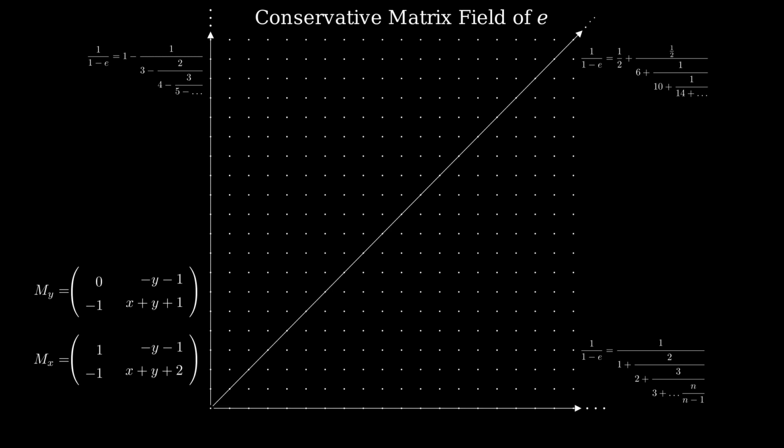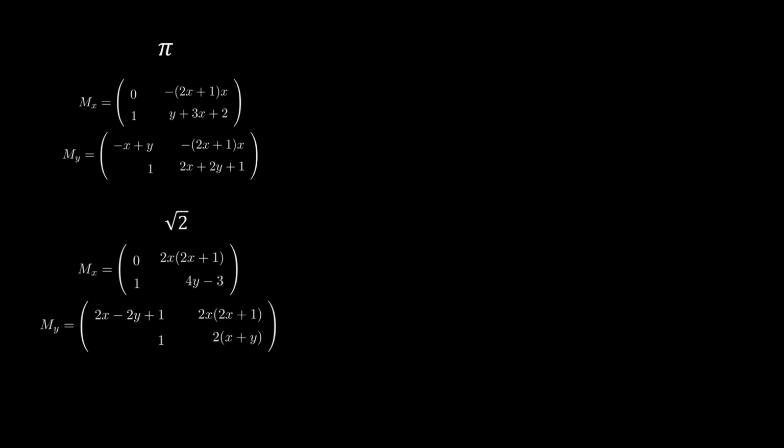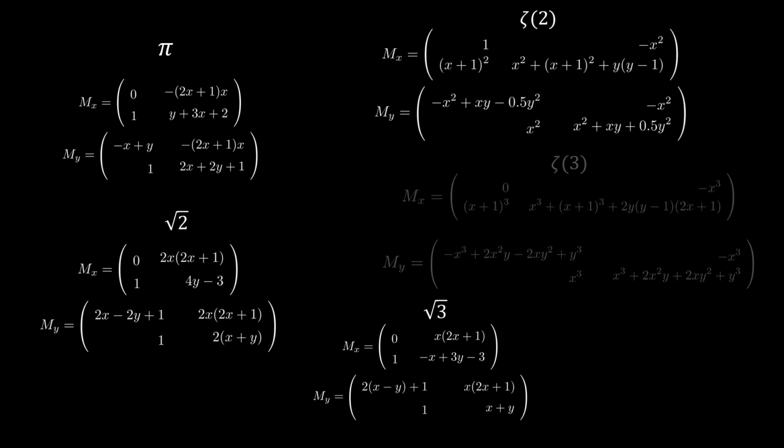We discovered conservative matrix fields for E, pi, square root of 2 and 3, z of 2, z of 3, and many, many more. Some conservative matrix fields were shown to have more than 2 dimensions. It seems that each constant has a unique matrix field. This field captures all the continued fractions and all infinite sum formulas known for that constant. The matrix field also generates infinitely many more.